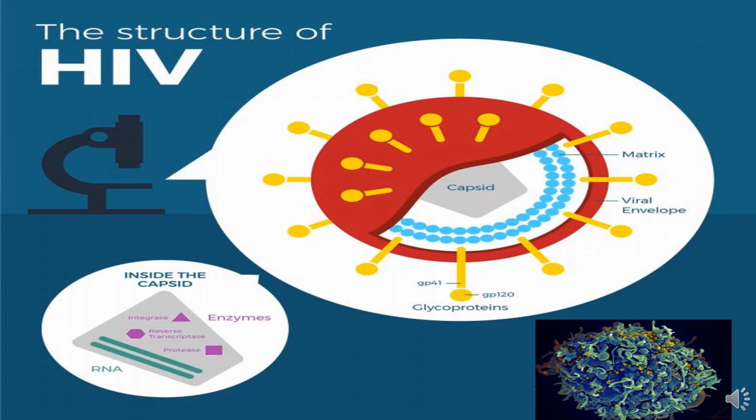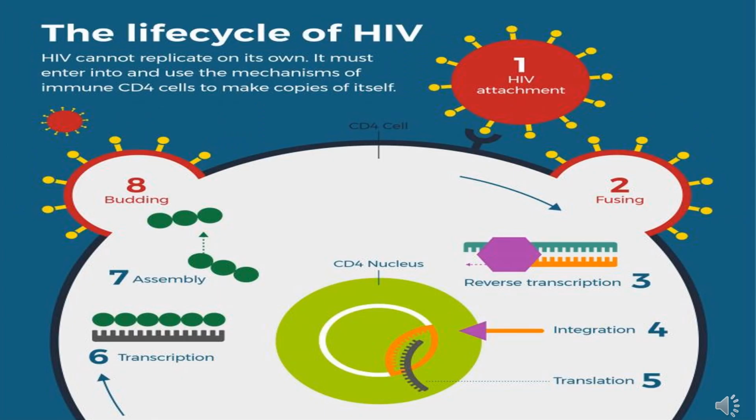HIV is a spherical virus. The outer shell of the virus is called the envelope, and this is covered in spikes of the glycoproteins 120 and glycoprotein 41, which allow HIV to lock onto the CD4 receptor on CD4 T cells and enter the host cell. Let's discuss the life cycle of HIV.